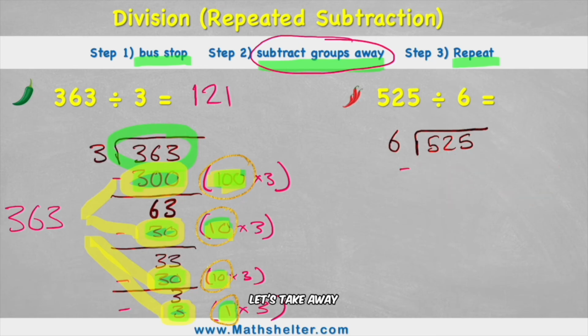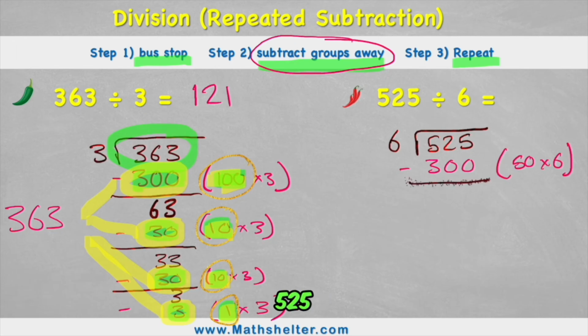So let's take away our 300, which we've just agreed is 50 times 6. And 525 subtract 300 is 225. If I couldn't see that this answer was 225 easily, what I could just do is use column subtraction and start with my ones here. 5 subtract 0 is 5, 2 subtract 0 is 2, and 5 subtract 3 is 2. So 225.